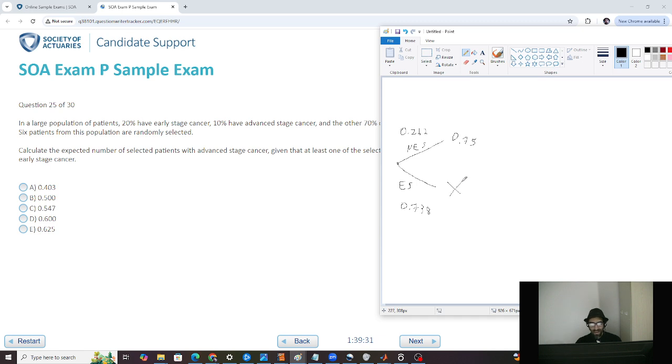This will get us some probability x, which is exactly what we're trying to solve for. 0.262 times 0.75 plus 0.738 times x equals 0.6. Isolating for x, I'm getting 0.547.